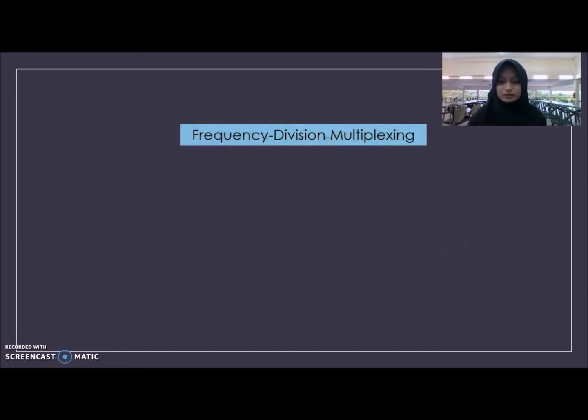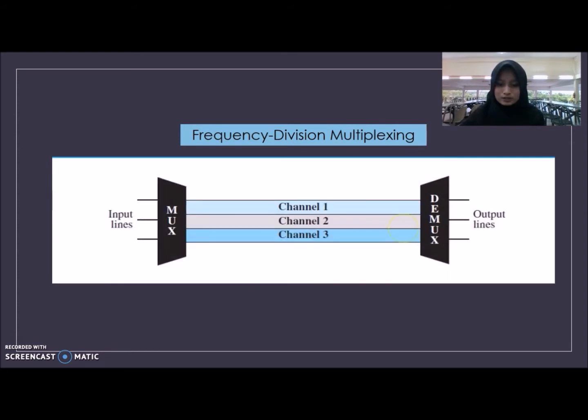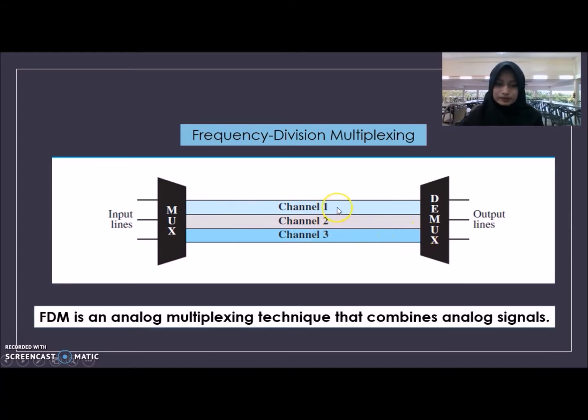So, I'm going to talk about frequency division multiplexing. We consider FDM to be an analog multiplexing technique. However, this does not mean that FDM cannot be used to combine sources sending digital signals. A digital signal can be converted into an analog signal, using the technique discussed in Chapter 5, before FDM is used to multiplex them. FDM is an analog multiplexing technique that combines analog signals.